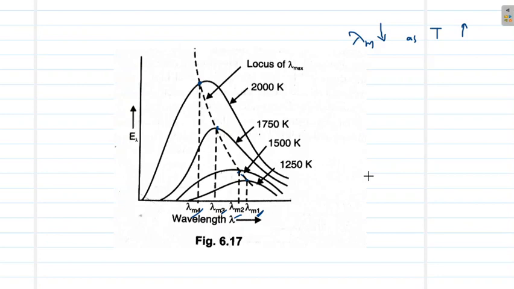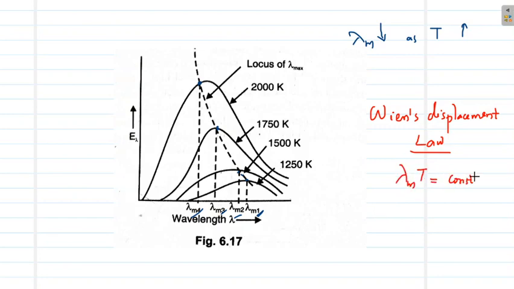So there is one law that tries to explain the relation between lambda m and T. It is called Wien's displacement law. According to Wien's displacement law, lambda m into T is a constant. That is, the wavelength of the most strongly emitted radiation in the continuous spectrum from a full radiator is inversely proportional to the absolute temperature of that body. So as lambda m increases, T decreases. Lambda m is inversely proportional to temperature. So that is the third result that we get by analyzing a blackbody spectrum.